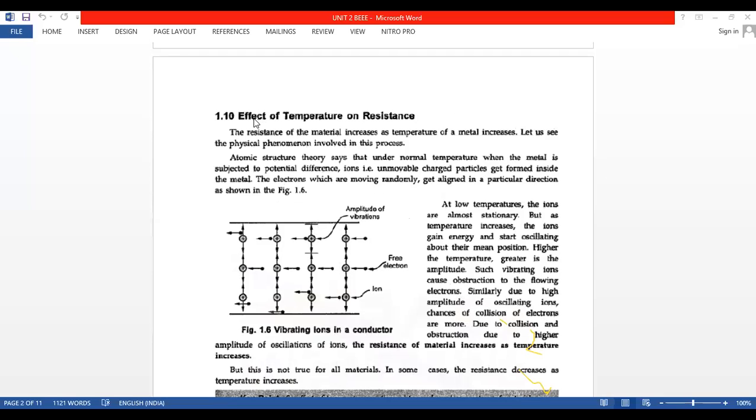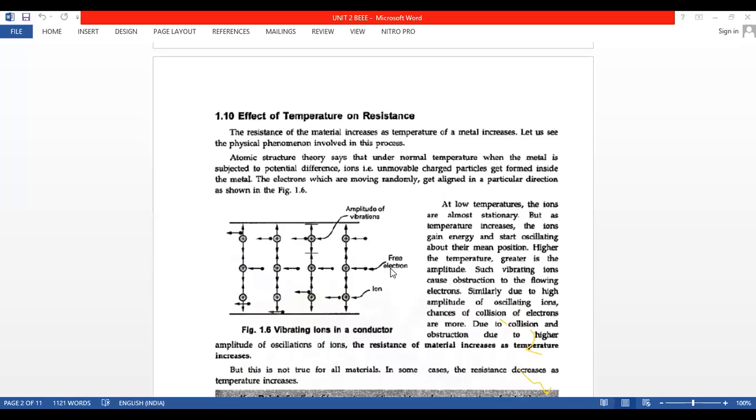What is the topic? Effect of temperature on resistance. Whenever temperature increases, resistance increases. Let us consider a conductor. Inside the conductor, we are having free electrons which are moving from one region to another region, and we are having the static electrons which are constant. So when the voltage applied to the conductor is increased, the static electrons start to vibrate.